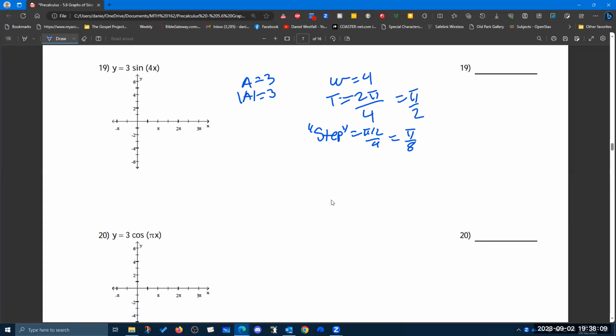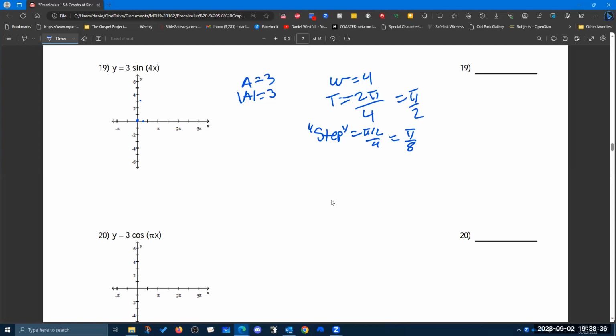This is a sine function, so it's going to start at (0, 0). And then I need to go to pi over 8, which is 1/4 of pi over 2. So it's here, and then it's going to go up to its maximum of 3. And then at pi over 4, it's going to be back down. That's halfway between 0 and pi over 2. It's going to be back at a 0.